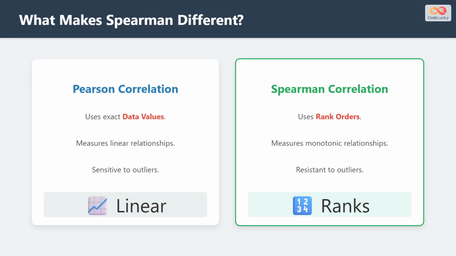To understand Spearman, we first need to distinguish it from Pearson correlation. Pearson looks at the raw data values and tries to fit a straight line through them. It assumes a linear relationship and can be easily thrown off by outliers. Spearman, on the other hand, converts that data into ranks. It looks at the order of the data rather than the specific numbers. This allows it to measure monotonic relationships, trends that go up or down but not necessarily in a straight line.